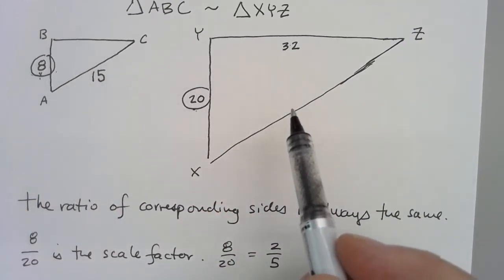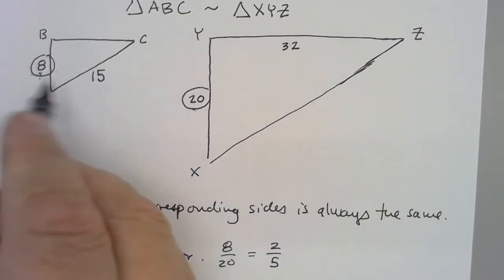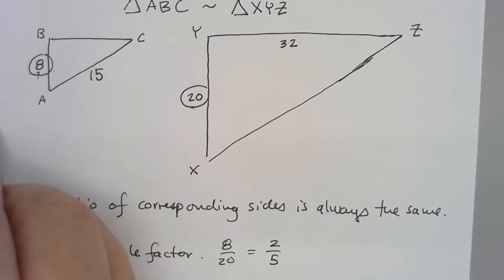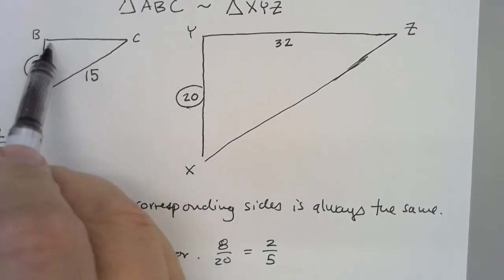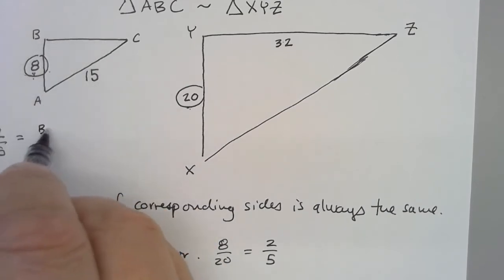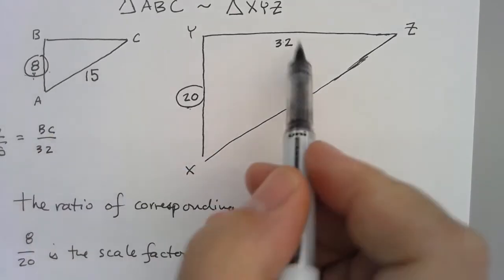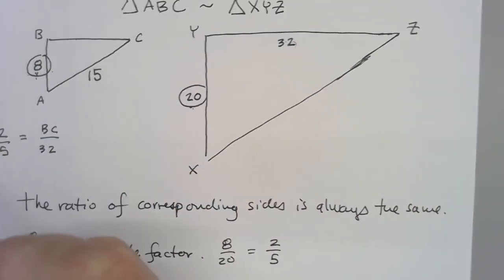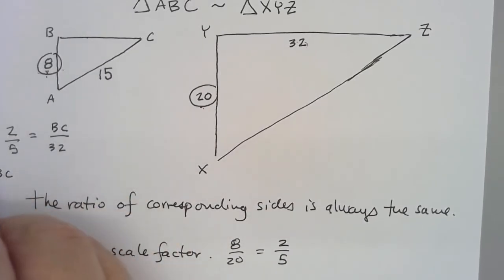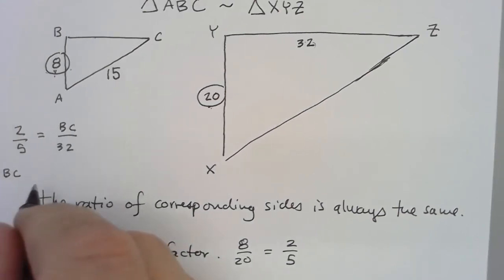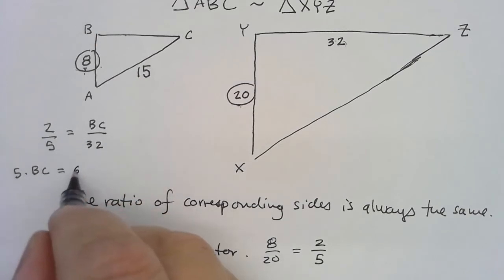So now I can set up proportions to figure out the remaining unknown sides. Since I know the scale factor is 2 to 5, I can say 2 to 5 is the same as this unknown shorter BC to its longer partner 32. Since I know 32, I can figure out BC, and I figured out the scale factor. If I cross multiply this, I get BC times 5 is the same as 32 times 2, which is 64.